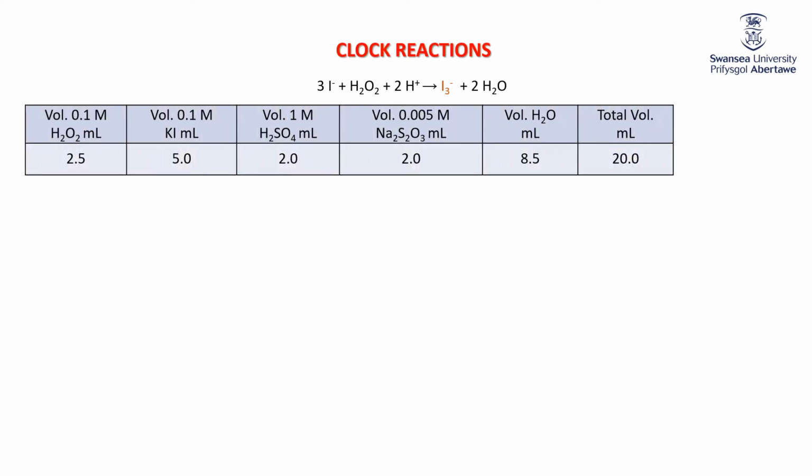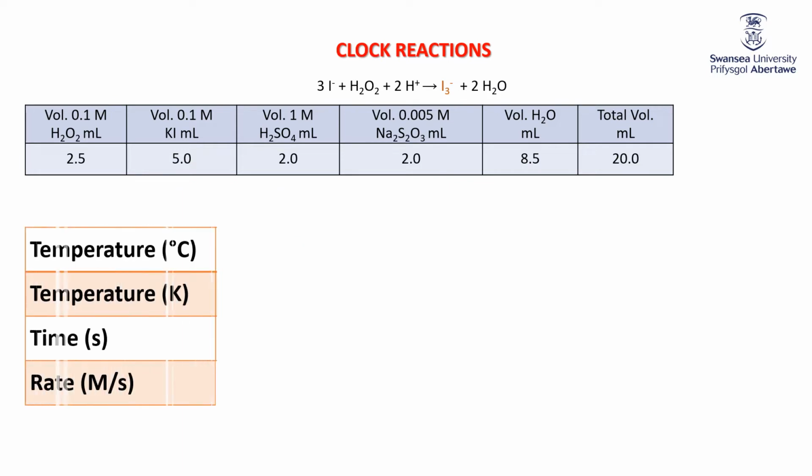So here we are with the third part of the A-level day clock reaction work, and this was where you did the same mixtures, right? 0.25 molar of the peroxide, 5 mils of the KI, 2 mils of the H2SO4, 2 mils of the sodium thiosulfate, taken up to a volume of 20 milliliters using the appropriate amount of water. But what you did here was you did it at different temperatures.